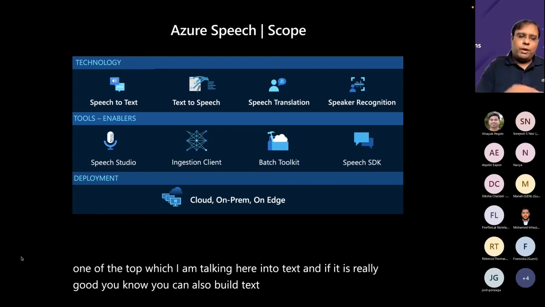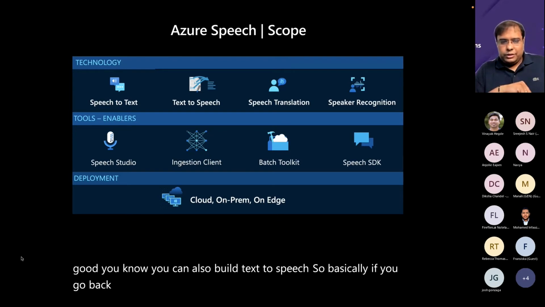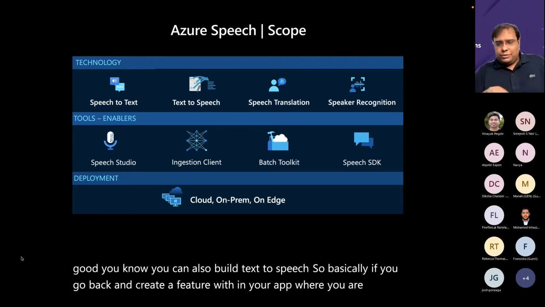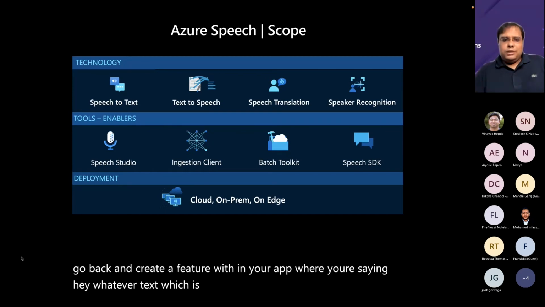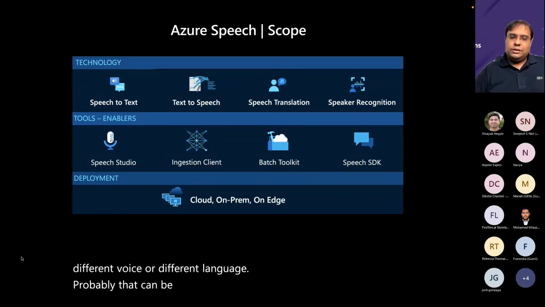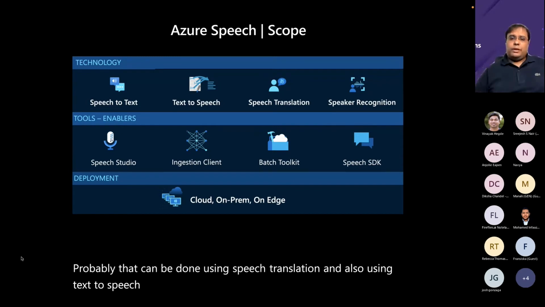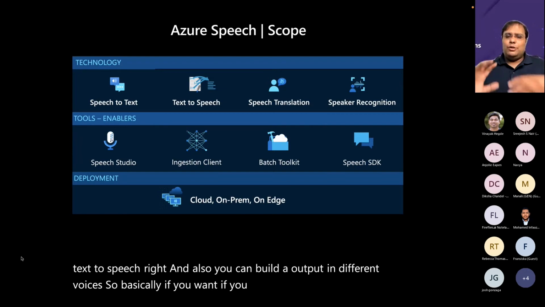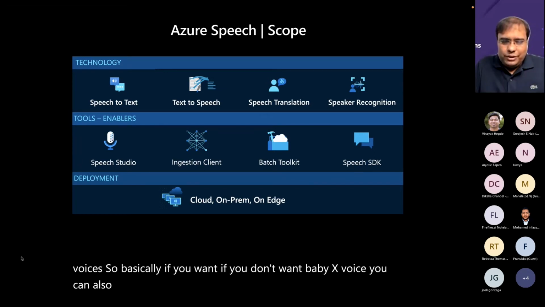So if you create a feature within your app where you're saying, whatever text is coming in, can you speak back in a different voice or different language? Probably that can be done using speech translation and also text to speech, right? And you can also build the output in different voices. So if you don't want Vivek's voice, you can build it with different voices.